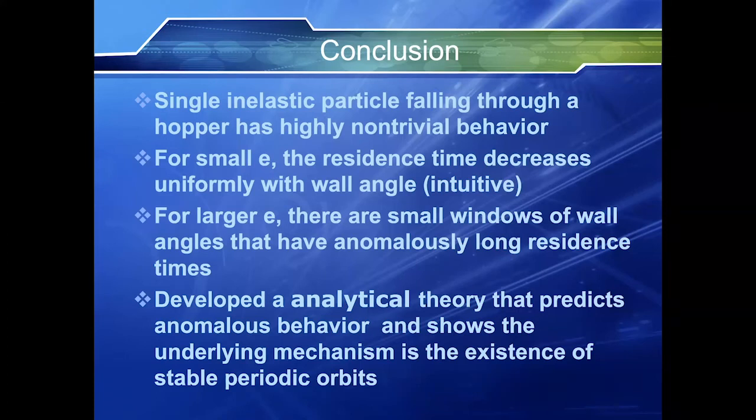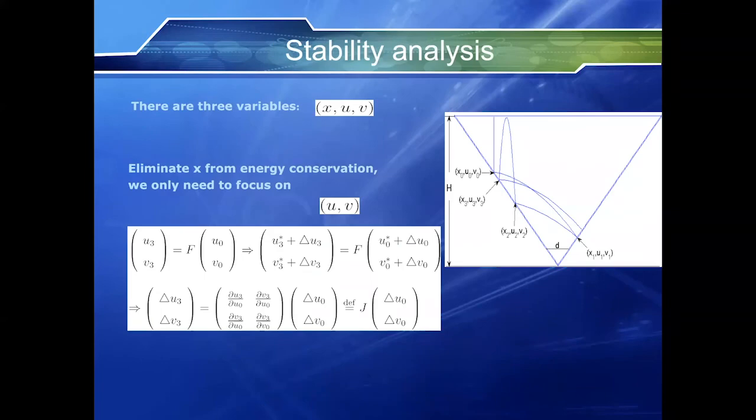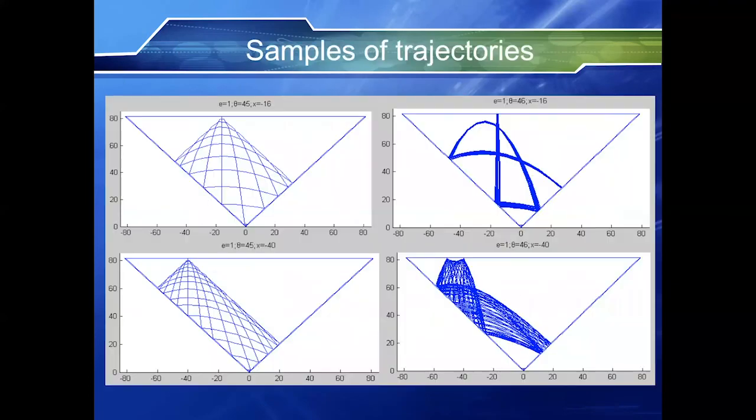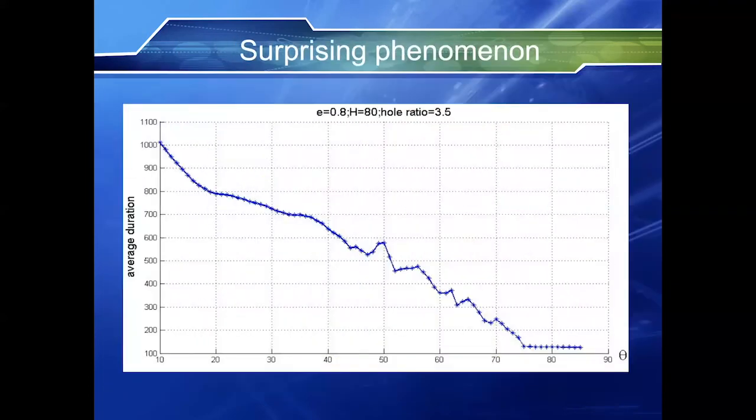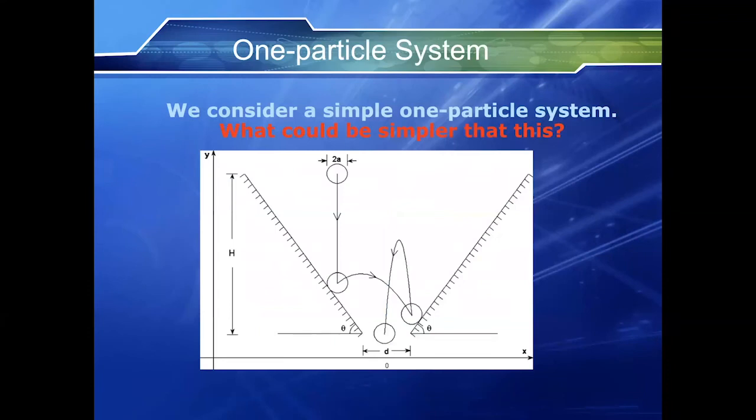Okay, so my question is about this single falling particle. It's a particle falling through by gravity. Gravity makes it fall. So have you ever considered how acceleration might affect this residence time?